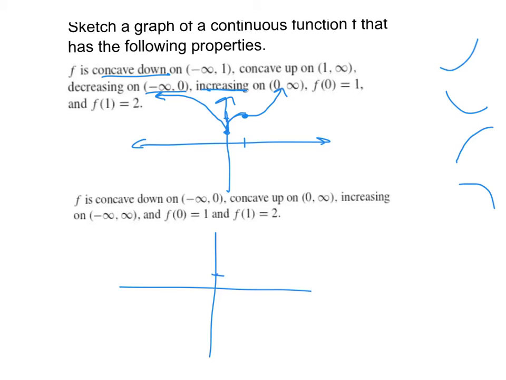Next one, again, same points. Concave down, but this thing is always increasing. So we are concave down to 0, concave down and increasing. That is that. And then we're still increasing, but now we're concave up. It's kind of like an x cubed, right? x cubed plus 1.